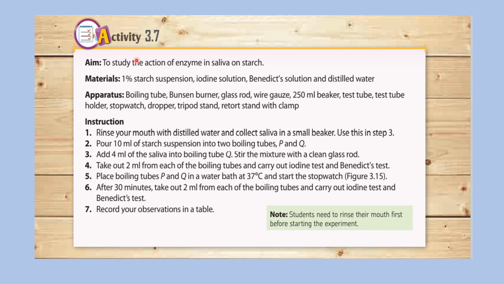Then refer to your textbook, activity 3.7, an experiment. The aim of the experiment is to study the action of enzyme in saliva on starch. Read the material and apparatus, and then the instructions. Later I want you to write a lab report, so convert all these instructions into a lab report form.